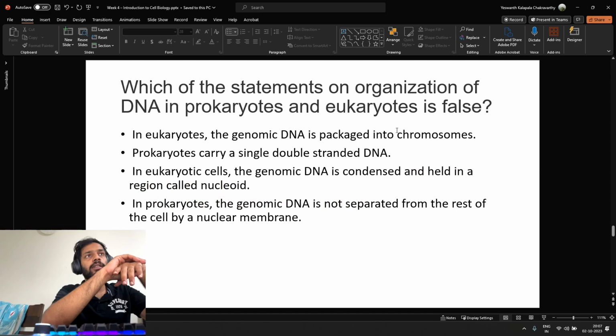Okay. Which of the statements on organization of DNA in prokaryotes and eukaryotes is false? In eukaryotes, the genomic DNA is packed into chromosomes. Prokaryotes carry a single double-stranded DNA. In eukaryotic cells, the genomic DNA is condensed and held in a region called nucleoid. In prokaryotic cells, the genomic DNA is not separated from the rest of the cell by a nuclear membrane. So, B. Prokaryotes carry single double-stranded DNA. Okay.